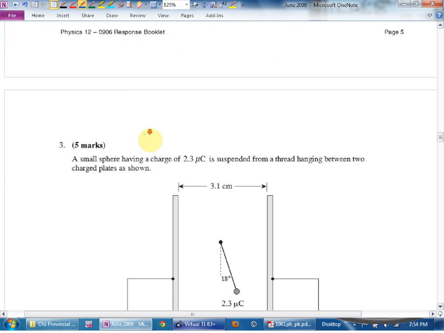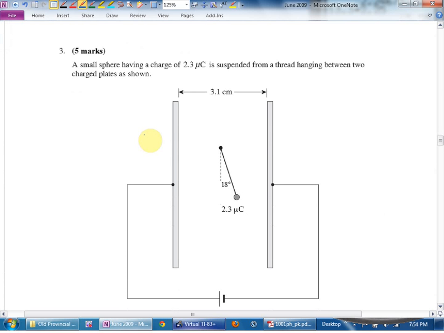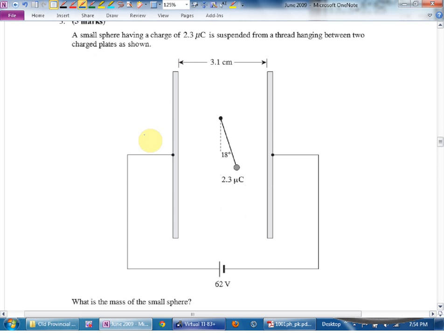A small sphere having a charge... Ooh, I bet you were in electrostatics. ...is suspended from a thread hanging between two charged plates as shown. What's the mass of the small sphere? You know what? I've seen this diagram with a weight hanging off at an angle so often, I'm pretty sure we're going to be labeling the forces and getting some kind of a vector triangle.